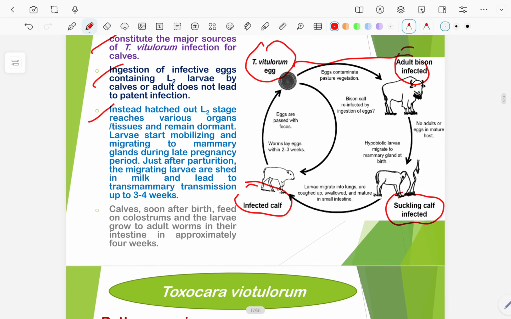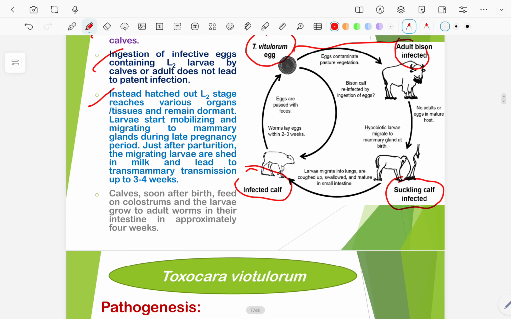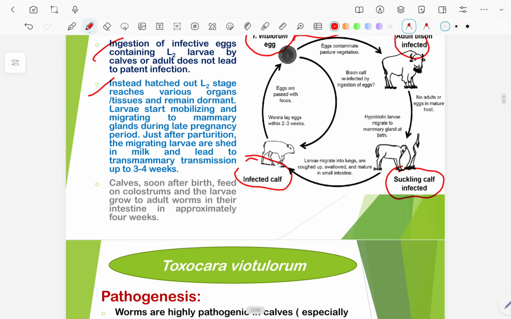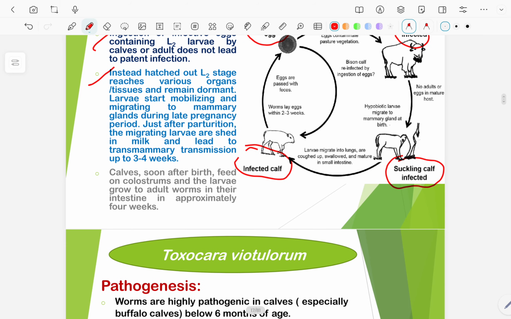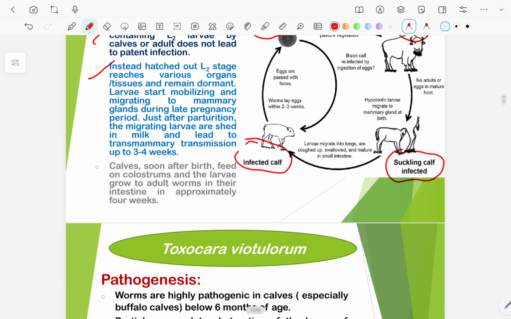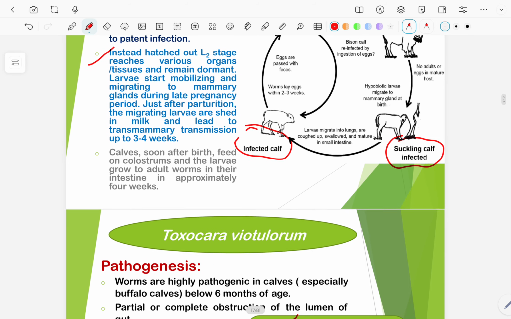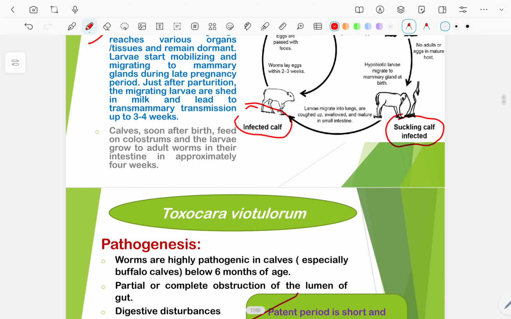Ingestion of infective eggs containing L2 larvae by a calf or adult does not lead to patent infection. Instead, the hatched L2 reach various organs or tissues and remain dormant. Larvae start mobilizing and migrating to the mammary gland during late pregnancy. Just after parturition, the migrating larvae are shed in milk, leading to transmammary transmission for up to 3 to 4 weeks.